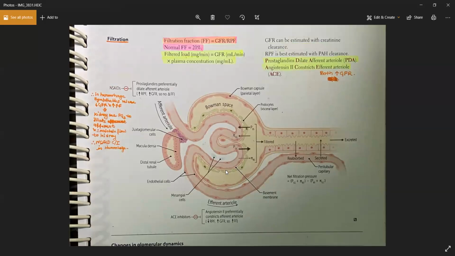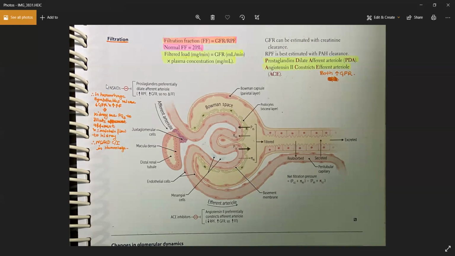Okay, let's discuss the different substances, certain hormones that act on the efferent arterioles and the afferent arterioles. You know that the blood always enters into the afferent arteriole, then it reaches the Bowman's capsule. It will be filtered into Bowman's space, and then the remaining blood will enter into the efferent arteriole and then go to the veins.